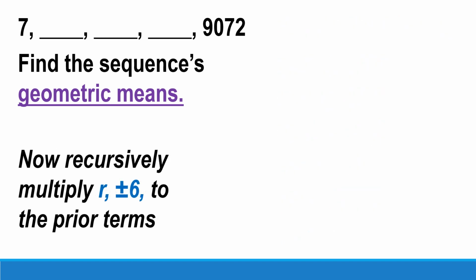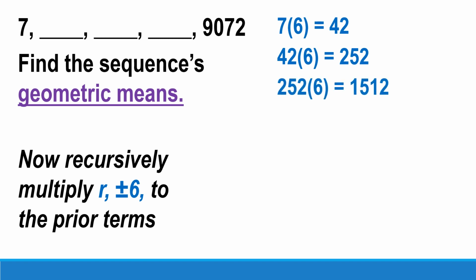So what impact does that have when we have two different values of r? Well, let's just start by recursively multiplying each term by 6. So if we go 7 times 6, we'll come up with 42. 42 times 6 will then be 252. 252 times 6 will be 1512. And we can verify that when we go 1512 times 6, we'll come up with 9072.